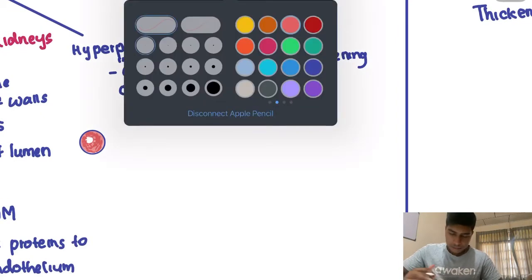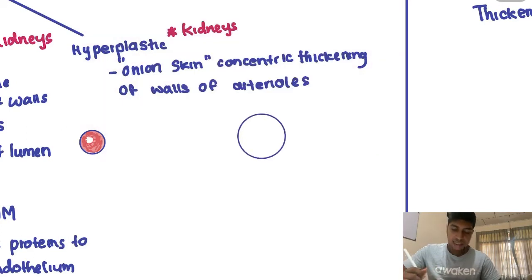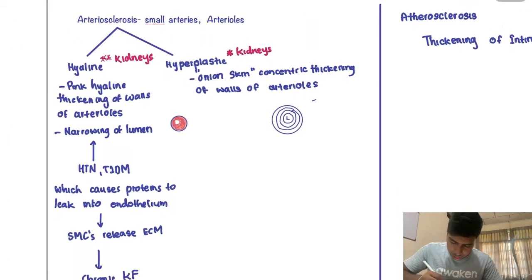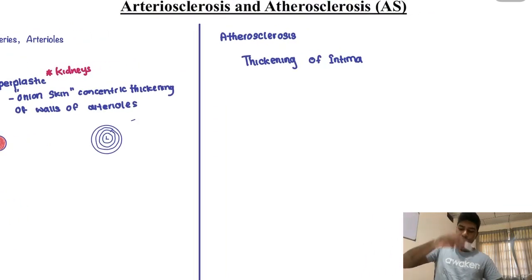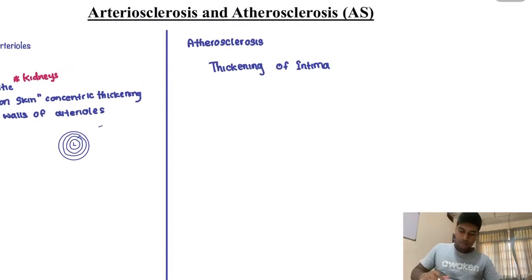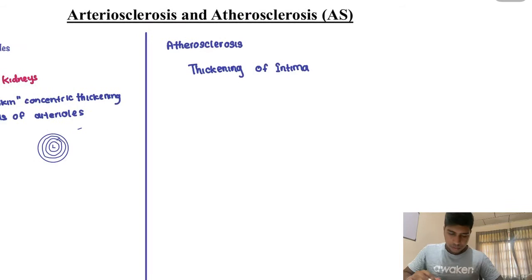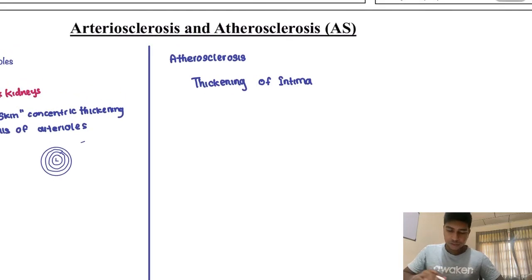Hyperplastic arteriosclerosis. There is going to be onion skin concentric thickening of the walls of arterioles. You know what an onion skin looks like. There's going to be concentric thickening. And here's the lumen. You will see lines and lines of fibers around the wall. For now, that's all you need to know.